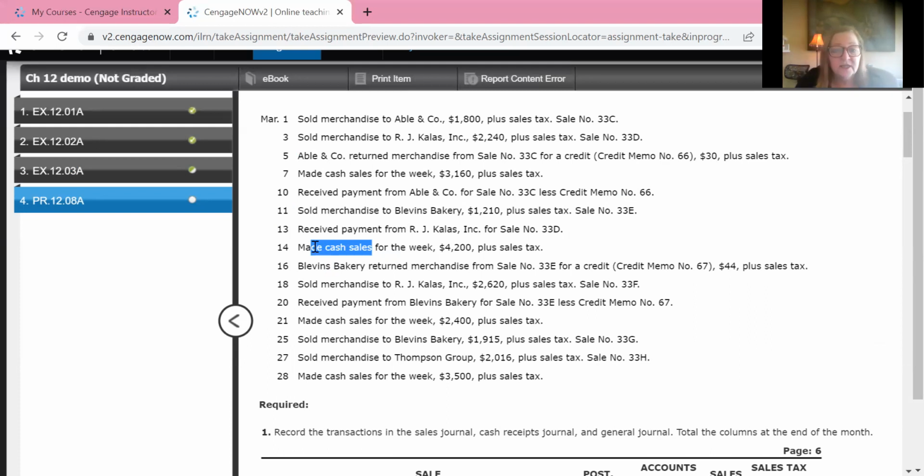The 16th is another returned merchandise, so it's going to the general journal. And then the 18th, sold merchandise, so that's a sales journal. And then on the 20th, received payment from Blevins. If you received a payment, it's a cash receipts journal. Then on the 21st, we made cash sales, so that also is cash receipts journal.